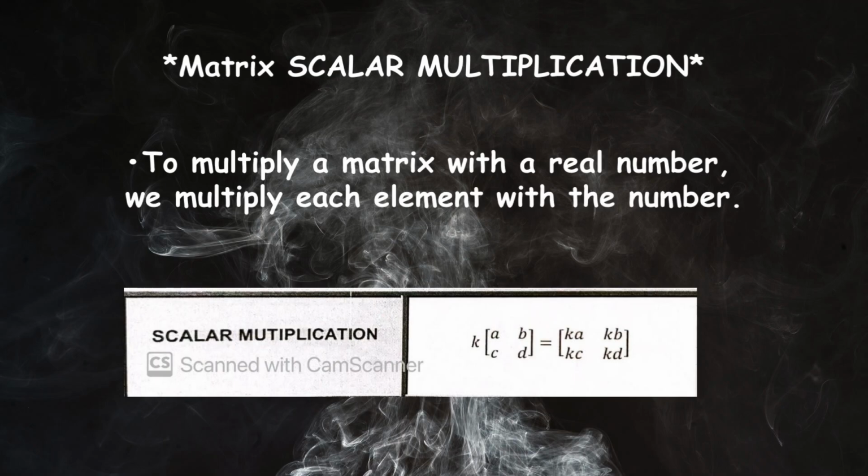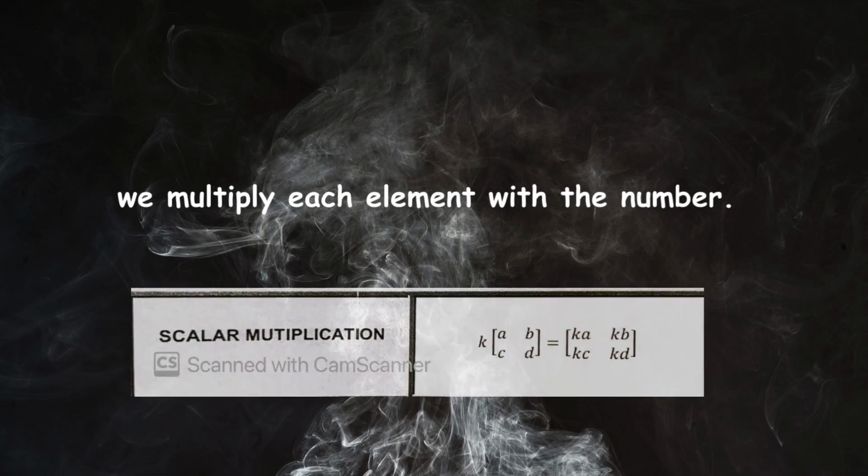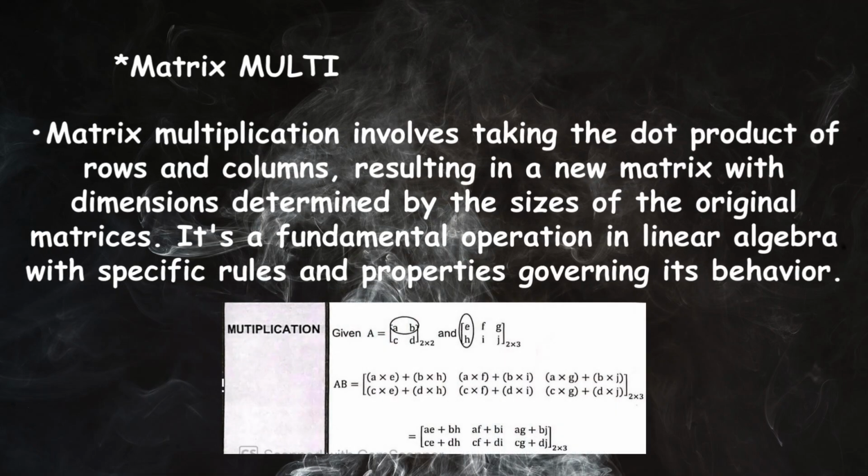Matrix scalar multiplication. To multiply a matrix with a real number, we multiply each element with the number. If you can look over there, we have K multiply with A, K multiply with B, K multiply with C, and K multiply with D. So that is what we call matrix scalar multiplication.